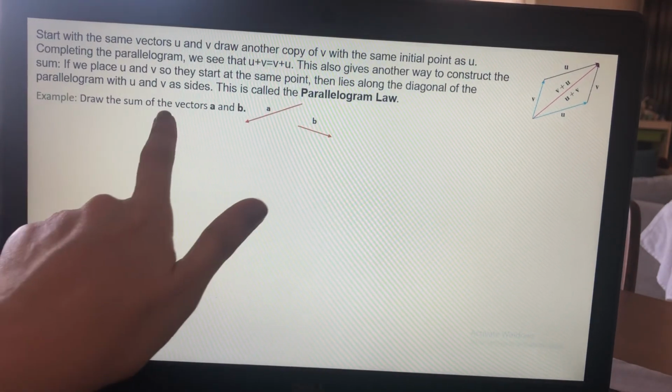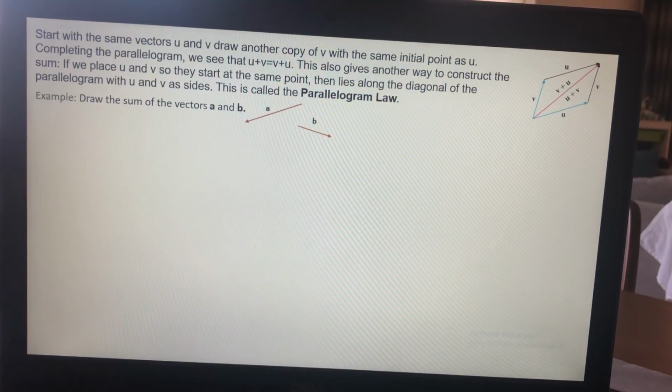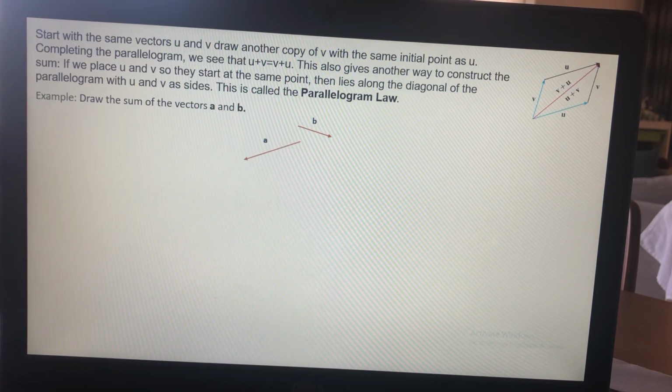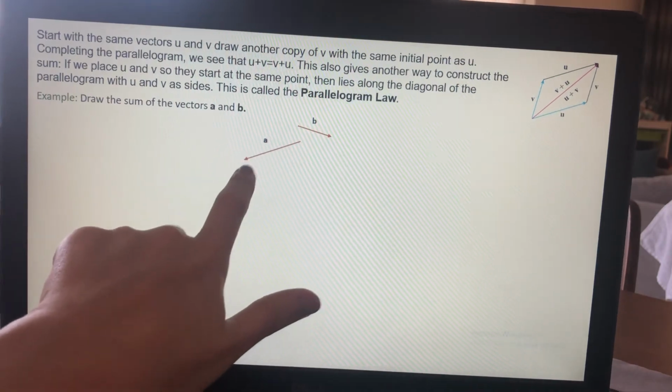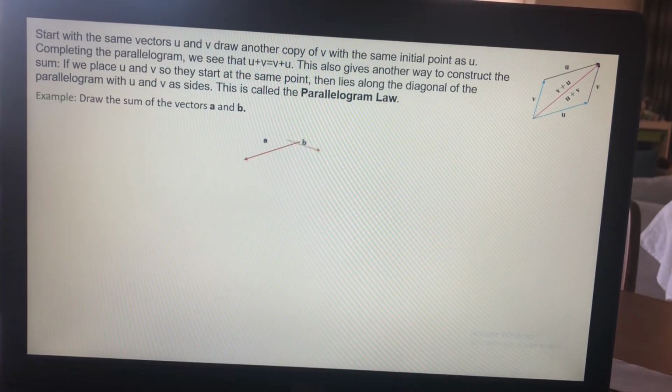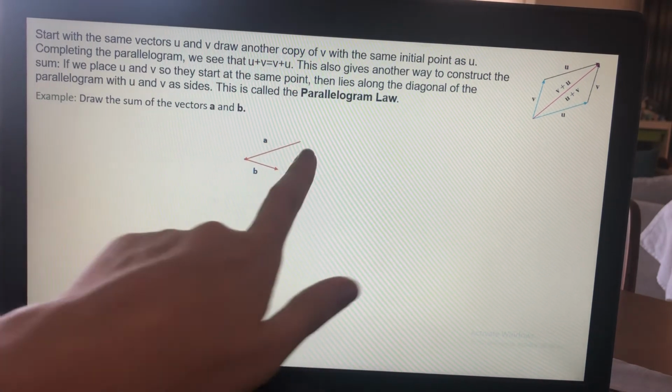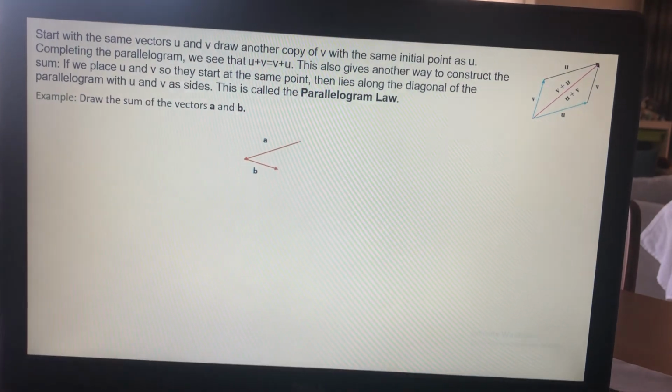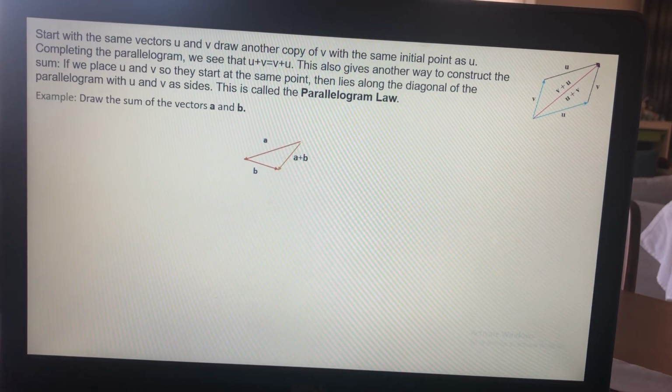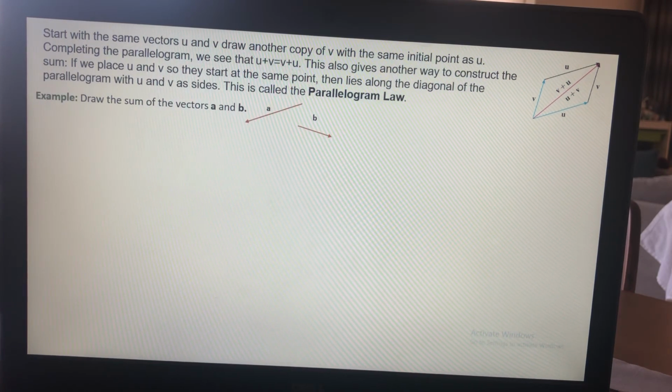For example, let's draw the sum of these two vectors, A and B. First, I am taking A. The second one, B, I am placing at the tip of the first one. This is the first rule. And from the tail of the first one to the tip of the second one is going to give me A plus B. This is the triangle law.